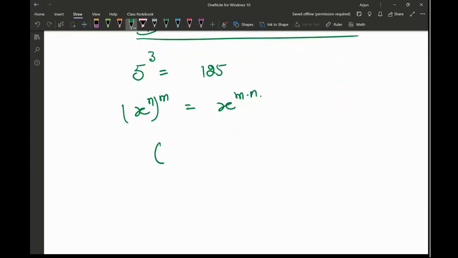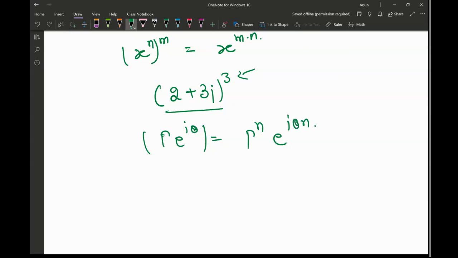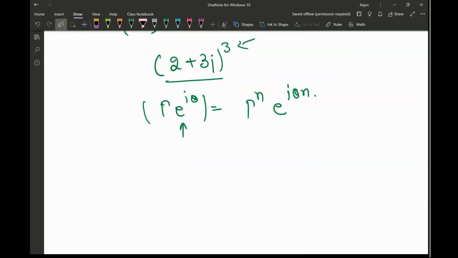So if you have a complex number with an exponent given to you, for example 2 plus 3j raised to the power 3, and I want to simplify this, how am I going to simplify it with an exponent? You convert it using De Moivre's theorem, which is r e raised to the power j theta, all raised to the power n, equal to r raised to the power n times e raised to the power j theta times n. Now, how are you going to convert it into the exponential form? That's the first challenge.